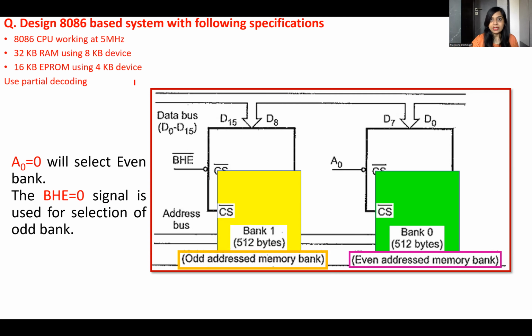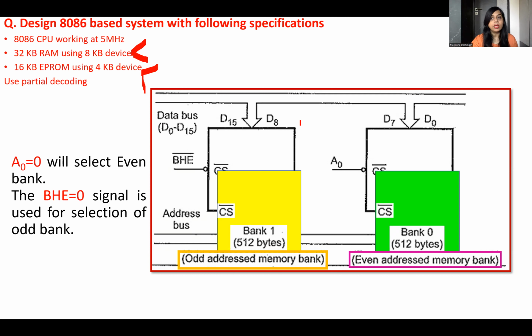So I have explained in part 1 that whenever we connect memory to 8086, we divide it into two banks, that is even bank and odd bank. So here also we have to divide this memory into even and odd banks.